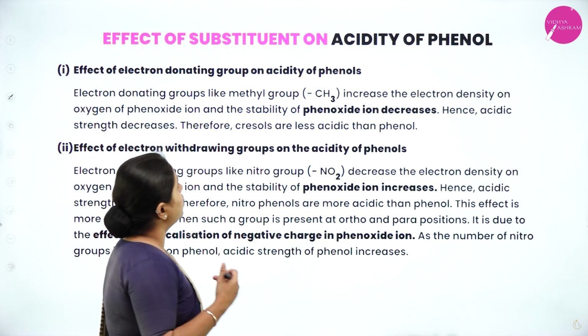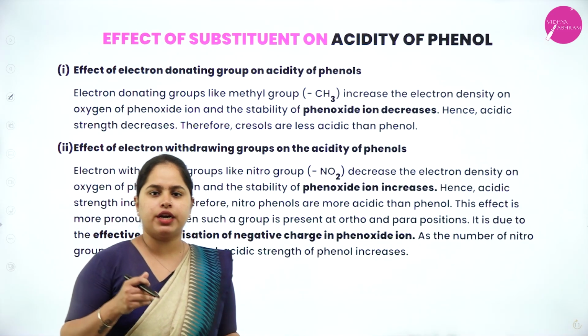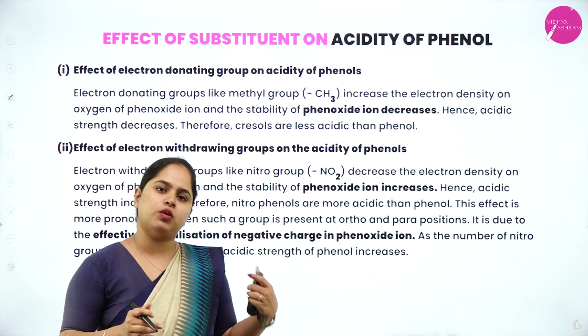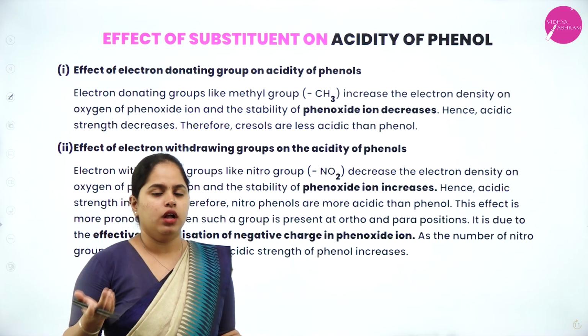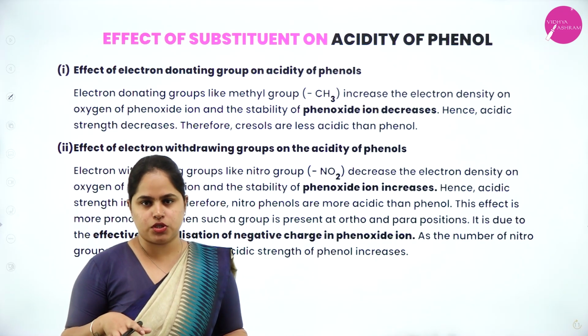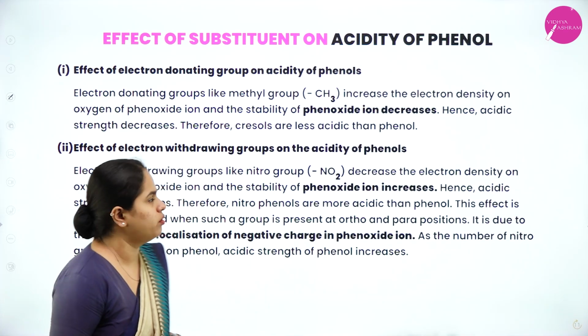Now we are going to study the effect of substituents on the acidity of phenol. We already studied the acidity of phenols, how it is happening, and compared phenoxide ion and phenol. Now apart from the hydroxyl group, if any other substituents are present, what is going to happen to the acidity of phenol is what we are going to discuss.